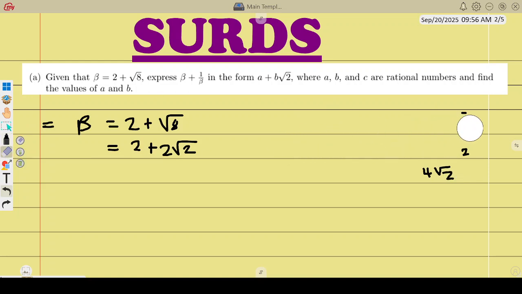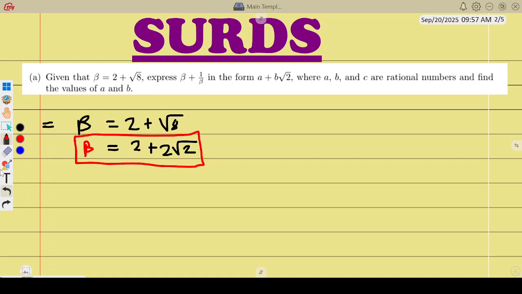So remember, practice makes perfect. You might not get it at the first time, but keep on practicing. So root 8 is just 2 root 2. Yeah, so you know where this is coming from. So now this is our beta. This is our beta like this.